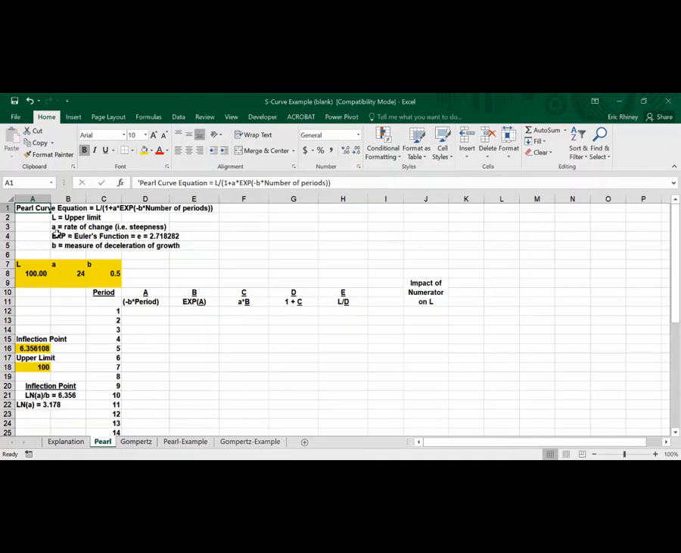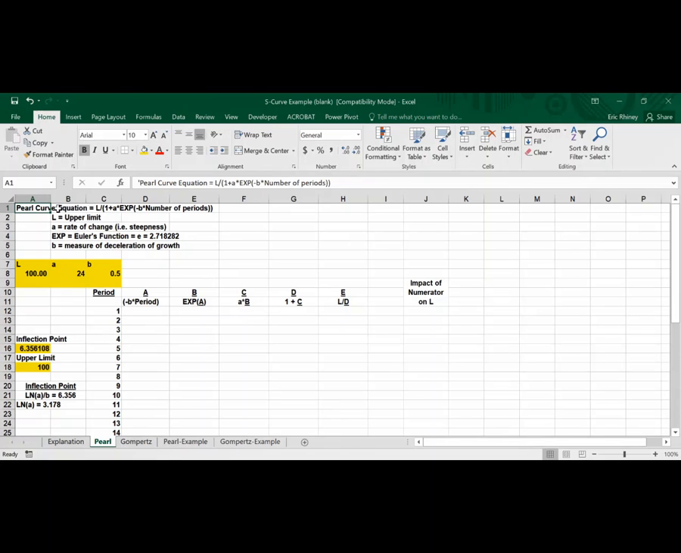An exponential Euler function, this e function. This is a function that has been used in finance and other mathematical equations. And as n approaches infinity, we expect the number to approach 2.718281. It goes on and on and on. It's kind of like pi. But it's a very useful function. They use it in terms of compound interest and things like that. B is a measure of our deceleration in growth.